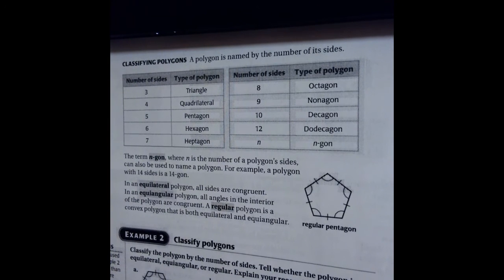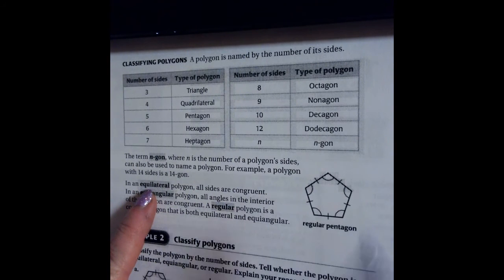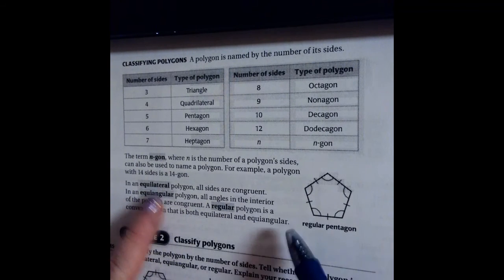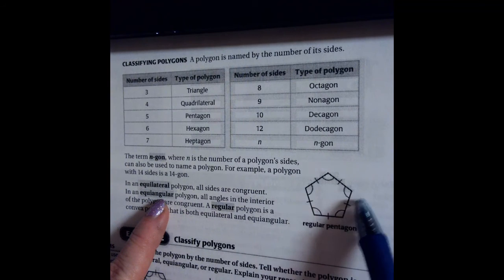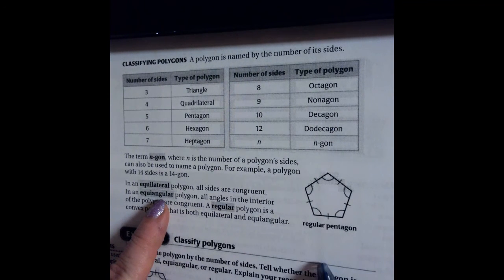In an equilateral polygon, all sides are congruent. In an equiangular polygon, all angles in the interior of the polygon are congruent. So equilateral means these markings mean all these sides are the same. And then by the angles right here, these markings mean all the angles are the same.